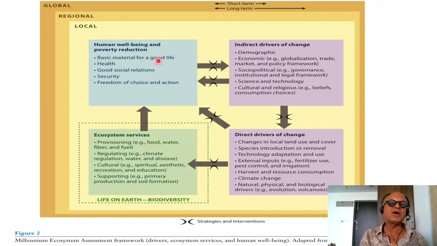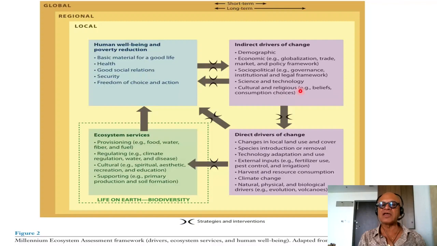Okay, so human well-being and poverty reduction, you can see this symbol here relating each one in terms of strategies and interventions. Basic material for a good life, health, good social relations, security, freedom of choice and action. They are put in this box here. Indirect drivers of change include demographics, or population, economics, or globalization, trade, markets, policy frameworks, socio-political factors.